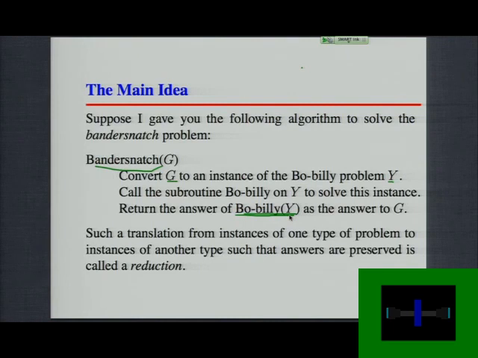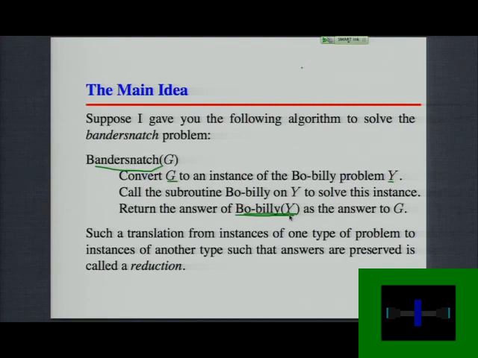But just because a Bobilli subroutine is correct doesn't mean that it's going to give me the answer to Bandersnatch of G, right? Saying G and Y must be isomorphic. Now, isomorphic is a big word, meaning sort of the same. And in a way, something's got to be the same about them. So I don't know if I'm going to quite use the word isomorphic for that. But it is clear that there's got to be something about this translation that is interesting.